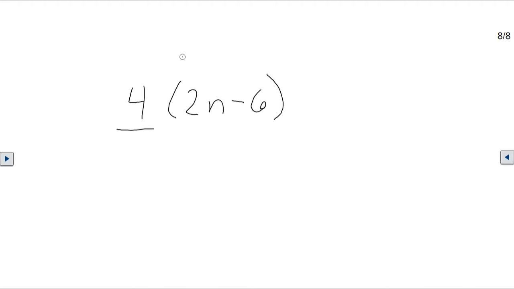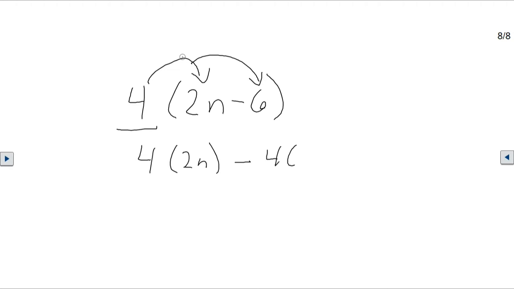Okay, so again, the distributive property says take the thing on the outside and distribute it or multiply it by each of the terms on the inside. Right, so I'd want to do the 4 times the 2n minus the 4 times the 6. Okay, 4 times 2n is 8n minus 4 times 6 is 24. So 4 times the quantity 2n minus 6 is equivalent to 8n minus 24. Okay.